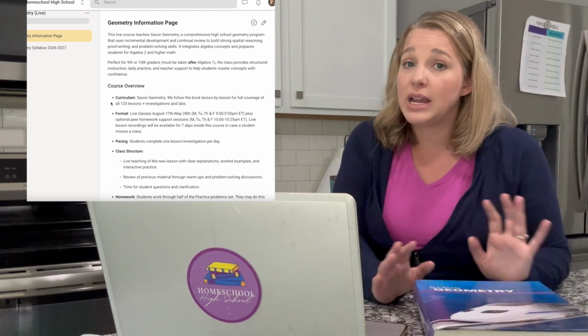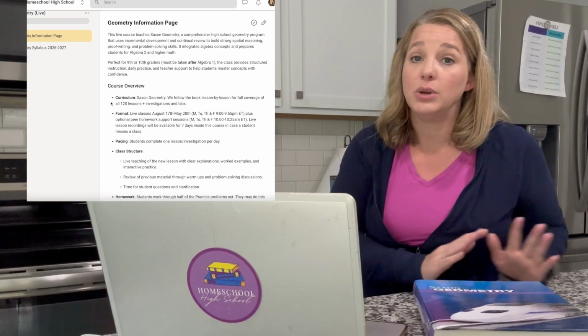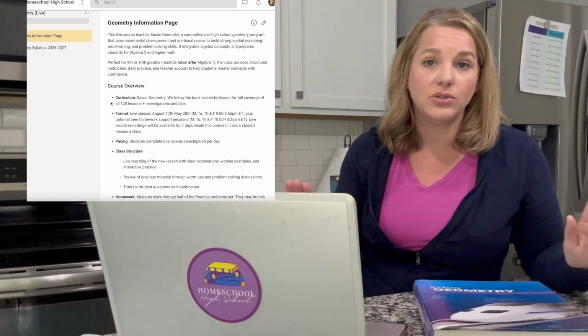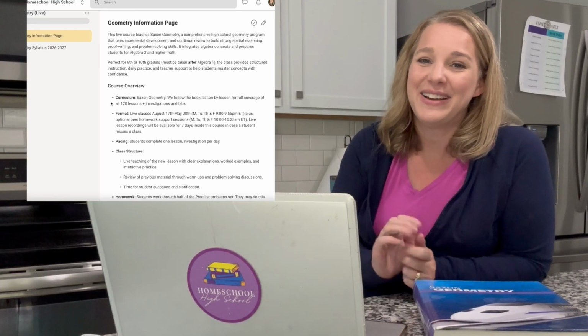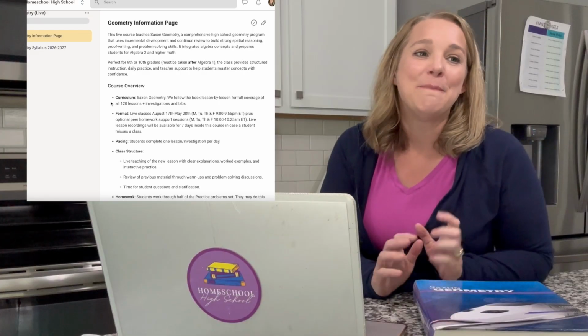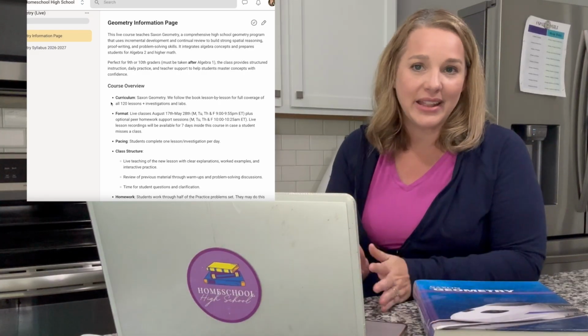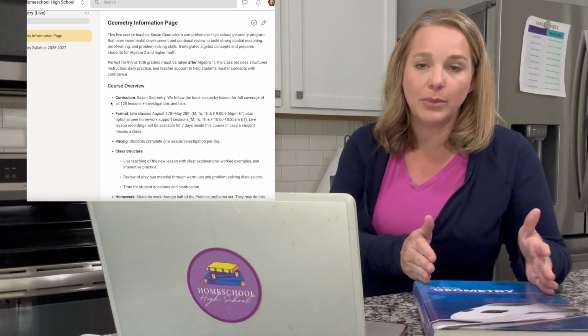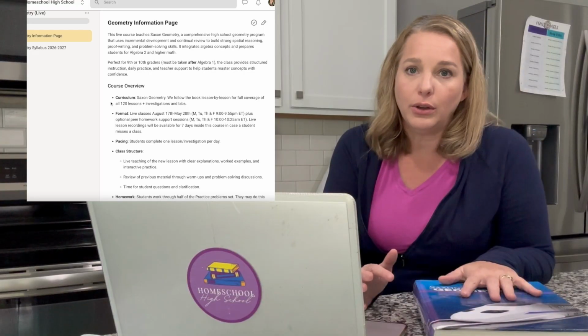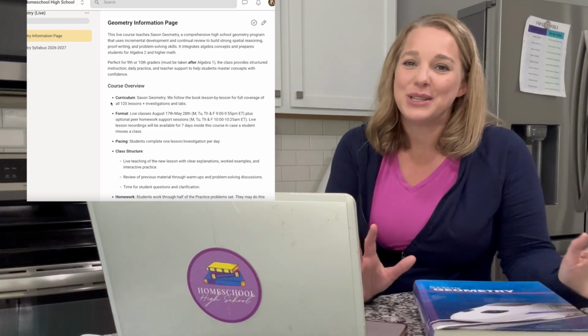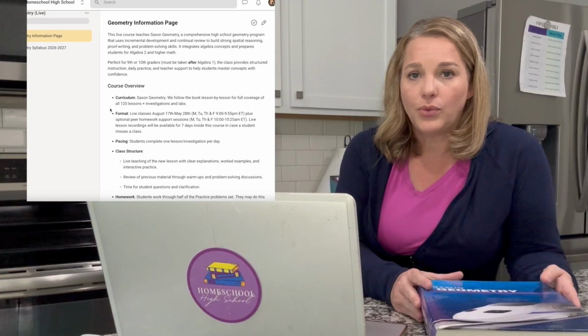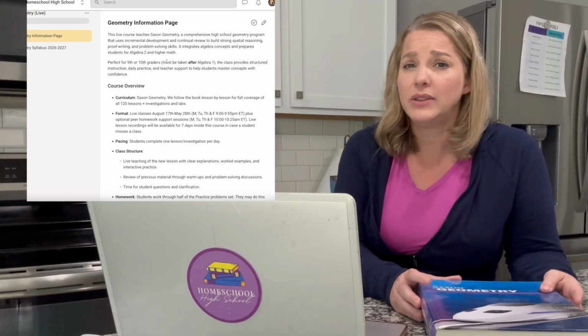Just in case you're wondering, I have done Algebra 1, Algebra 2, and then geometry, and that is no fun. That was not a good decision on my part, so I will not be doing that again. I highly suggest doing Algebra 1 and then geometry and then Algebra 2. It's a good middle ground between Algebra 1 and Algebra 2 as far as difficulty. So this is good for 9th through maybe 11th graders.